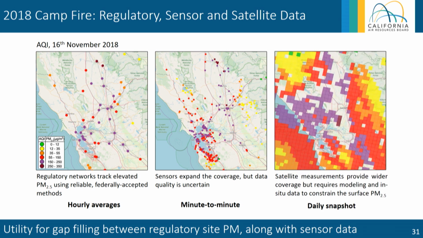And then if you go back, you can take satellite measurements, which provide a huge, wide range of concentrations over the whole Northern California area, in areas where there aren't any sensors at all. But these measurements are a daily snapshot. The measurements require modeling and are linked to ground-based measurements. So any one of these items has uncertainties associated with it, for better or for worse.